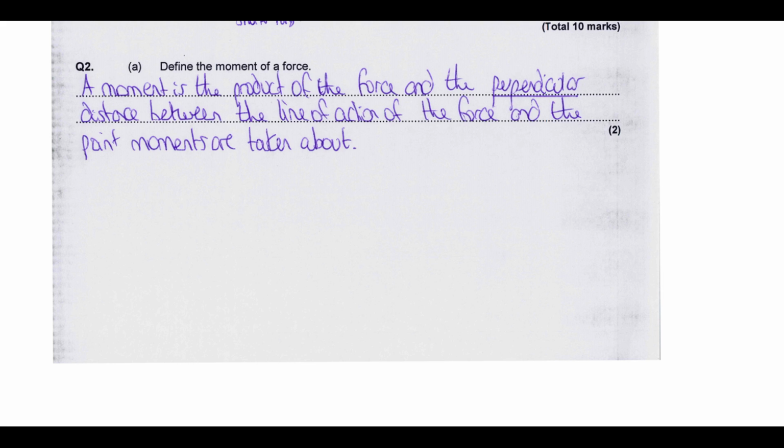So if we're taking moments about here, and your force, I don't know, is here, your line of action is this one. So essentially it just runs parallel and in line with your force. So the perpendicular distance is that one, like this. So it's the perpendicular distance between the line of action and the point you're taking moments about. There is no way of getting around defining this. You just have to know this definition.